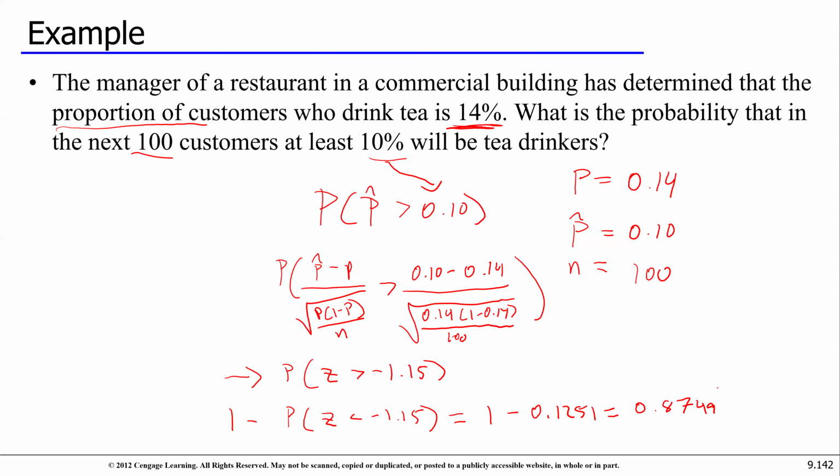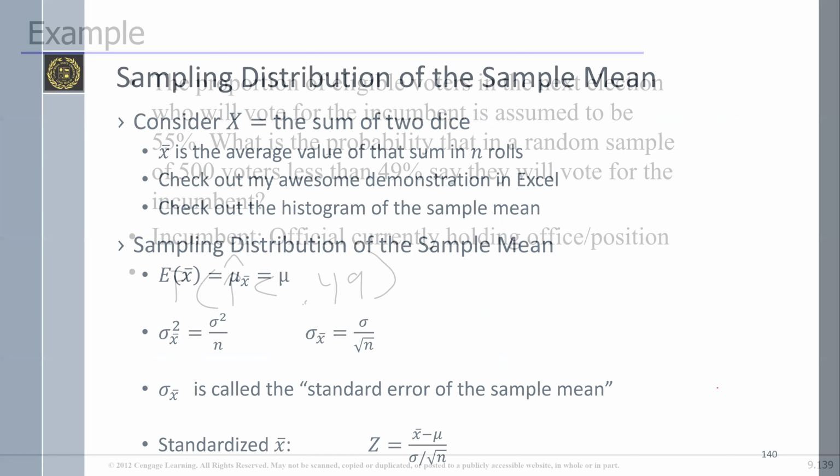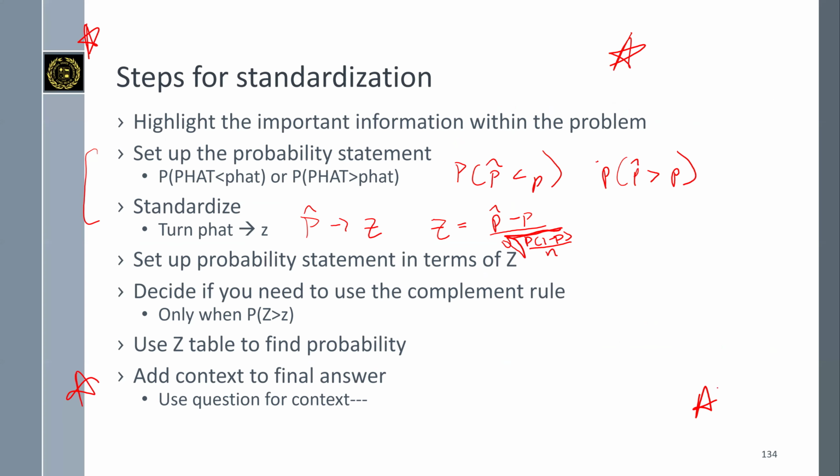So again, that's all of chapter 8. You need to know the sampling distribution of the sample mean and the sampling distribution of the sample proportion. The steps are very similar in a lot of sense. But here, the first two steps are a little different: p hat, p, and then your z is a little different. But overall, once you get past that point, it's all the same stuff.